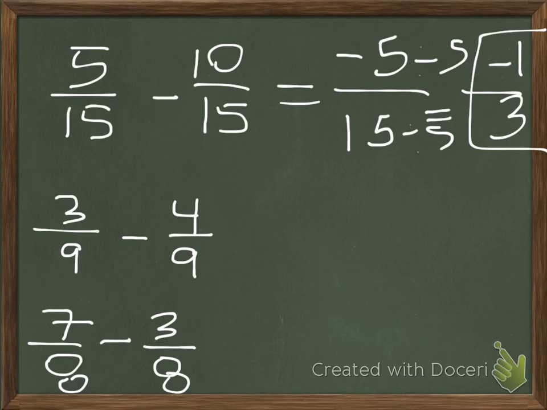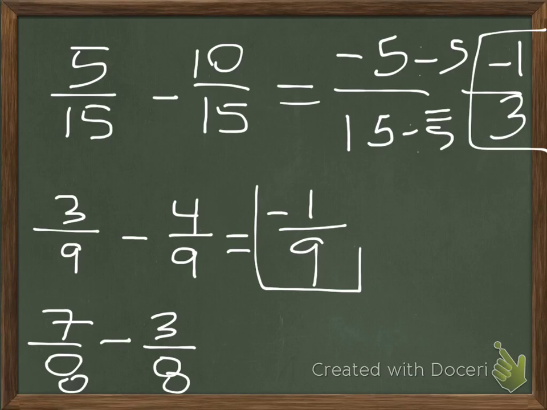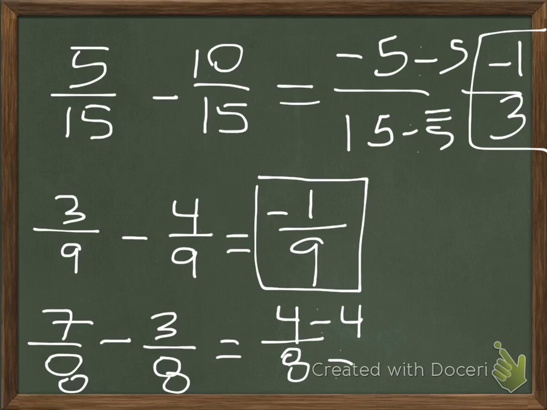Keep going. 3 minus 4 is going to give us negative 1 over 9. Can't simplify that. And 7 minus 3 is going to give me 4 over 8. And I can divide by 4 here, which gives me 1/2.